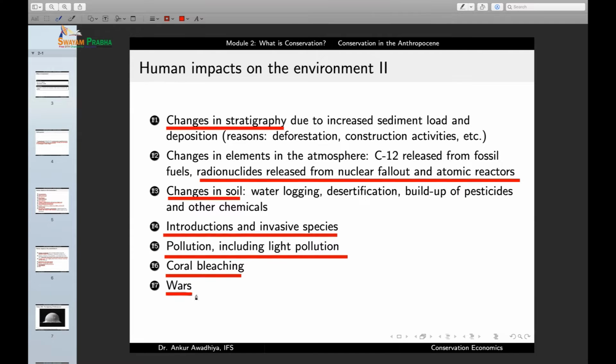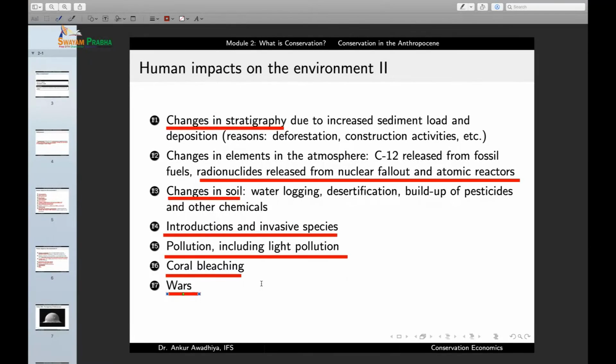One more impact is wars. And wars are not just tragic from the human point of view, but they are also tragic from the environmental point of view, because they release massive amounts of noxious substances into the environment, which leads to a massive decline in biodiversity. So these are some human impacts in the environment that we are observing in this epoch called Anthropocene.